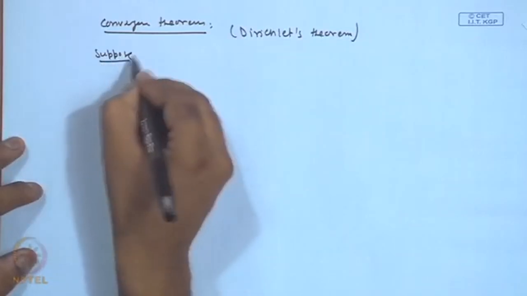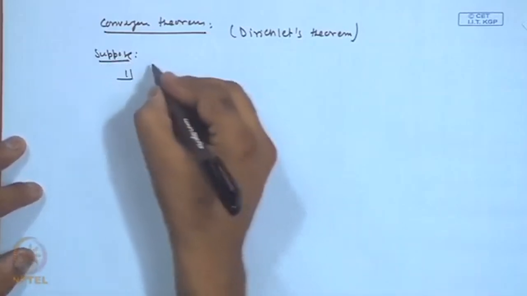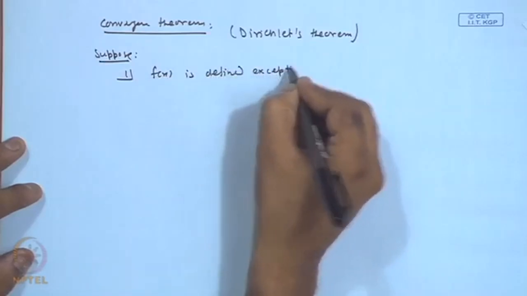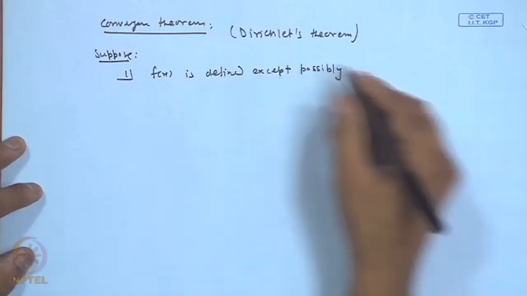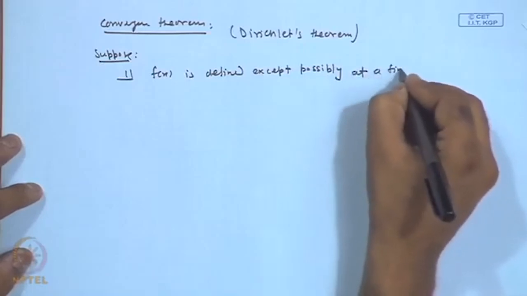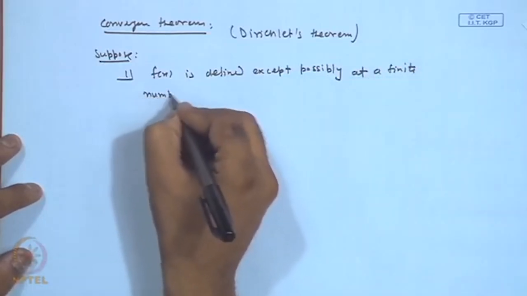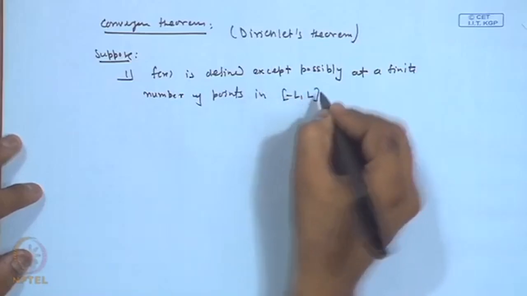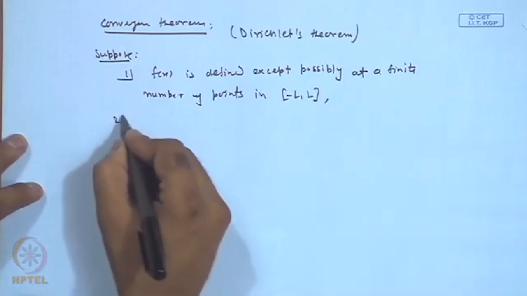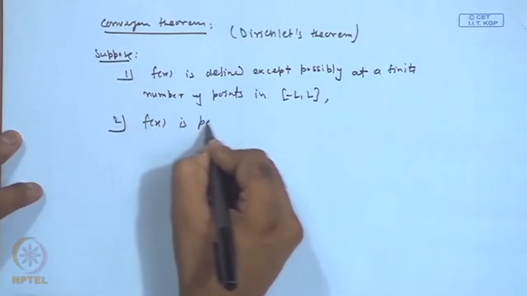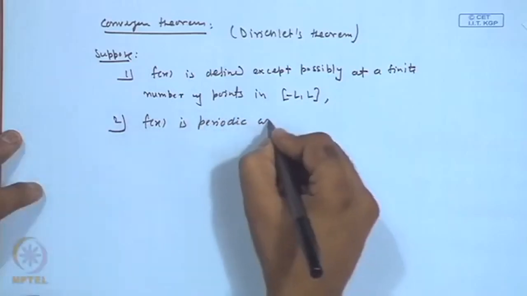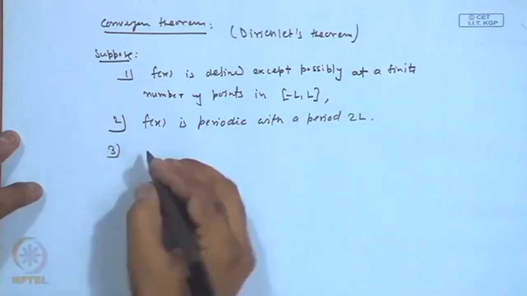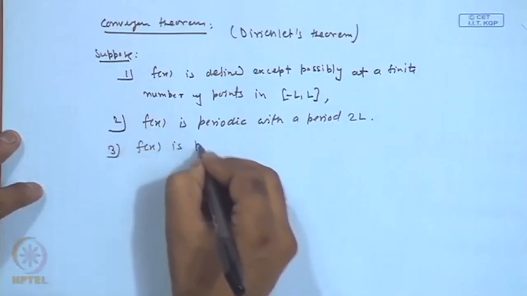So, what we have, suppose that f(x) is defined except possibly at a finite number of points in, and let us take a general interval, so minus L to L, or we can take an open interval minus L to L, and f(x) is periodic with a period 2L, and f(x) is piecewise continuous.